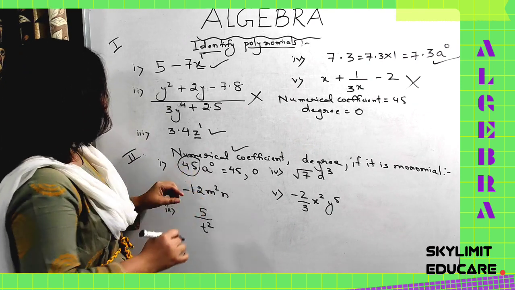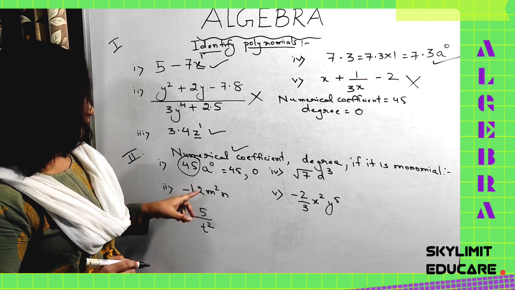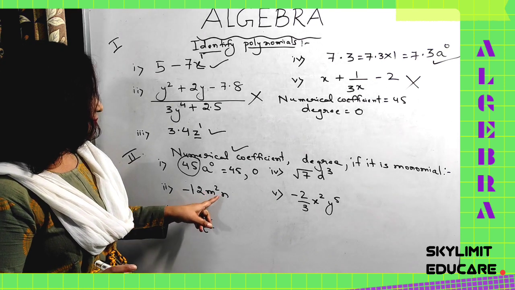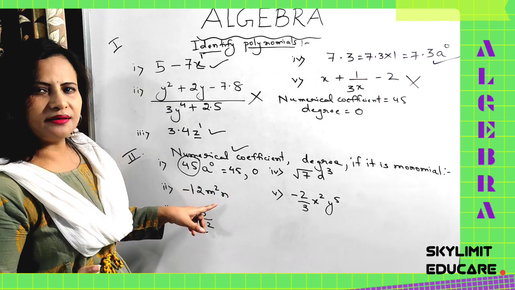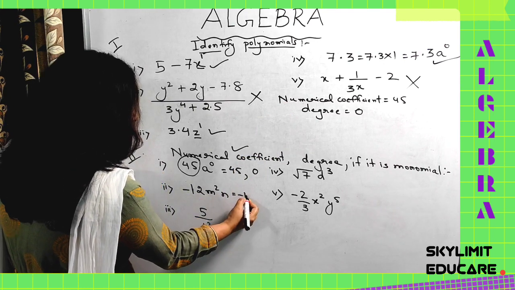It's a negative number. This is the numerical coefficient and there is no plus or minus sign in between the terms. Minus 12 is a constant in itself. Okay? And there is no plus or minus sign here, so it is a monomial only. So what is the numerical coefficient? Numerical coefficient will be minus 12.